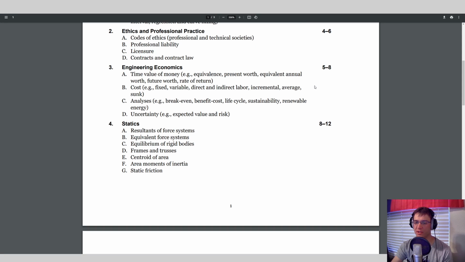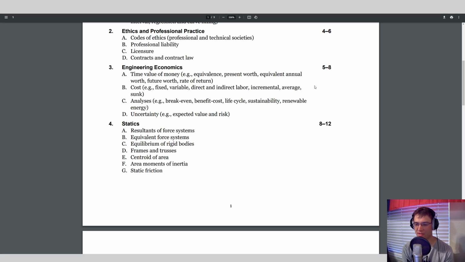Next is engineering economics, where we're going to look at the time value of money, focusing on equivalence, present worth, equivalent annual worth, future worth, and rate of return. Then there's cost: fixed costs, variable costs, direct and indirect labor, incremental costs, average costs, and sunk costs. So those are two things that can be covered in any kind of business or economics or economic analysis class, possibly even in some statistics, but mostly your economics class.